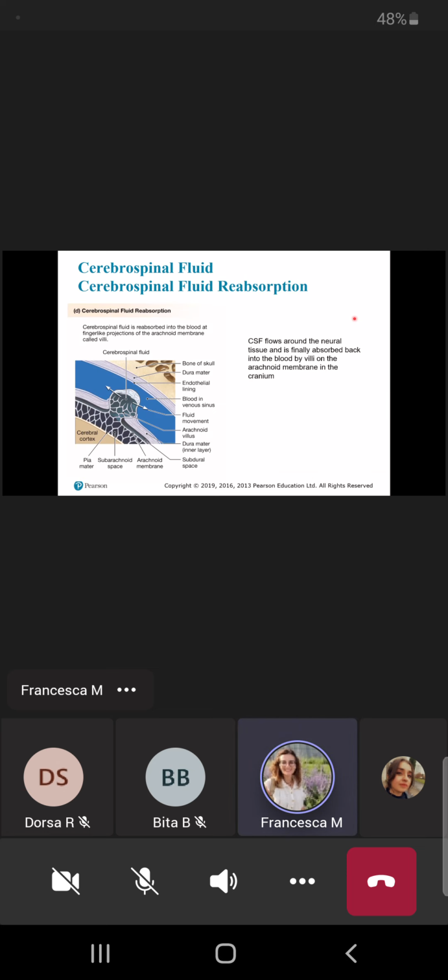So this is the structure. This is the subarachnoid space that was the green structure in the previous picture, where the cerebrospinal fluid is located. And then these are the villi. As you can see, villi are connected to the sinus. The sinus were that kind of region responsible for the blood drain from the brain. And it's through this structure, through these villi located into the sinus, that cerebrospinal fluid can be reabsorbed.